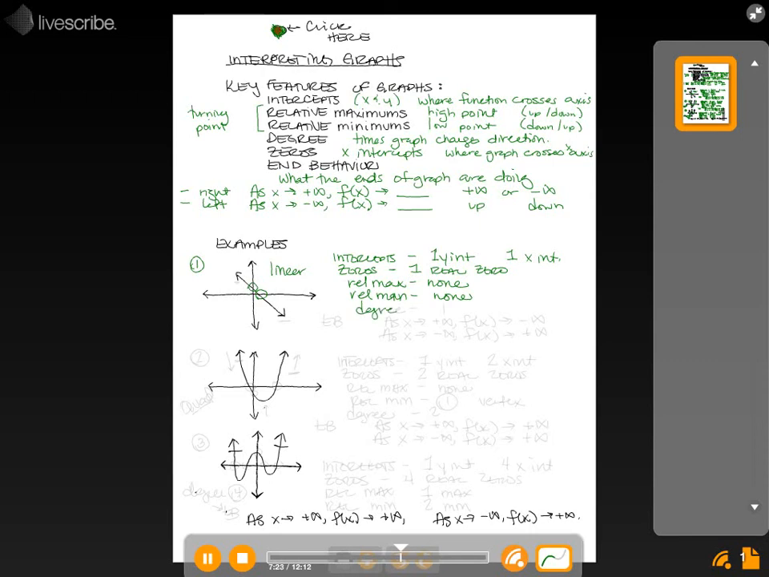The degree here, it's going one direction. It starts at the top, it's going down to the bottom right, it's moving one direction here. So our degree is 1. And then the last thing is our end behavior.